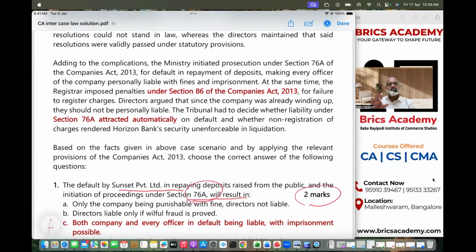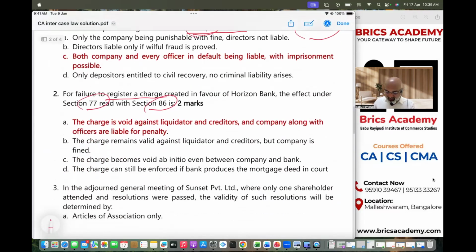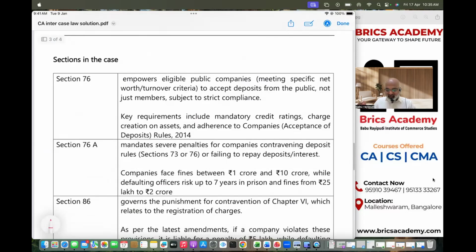So now the first step is what? First, randomly find out the number of sections that are involved. Then think about what those sections are and what the concept of those sections is. Look at this. From this case law, I picked up section 76. What is section 76? It says only eligible public companies can raise deposits from the public. That means a private company cannot raise money from the public. That too, not all public companies can raise money from the public in the form of deposits.